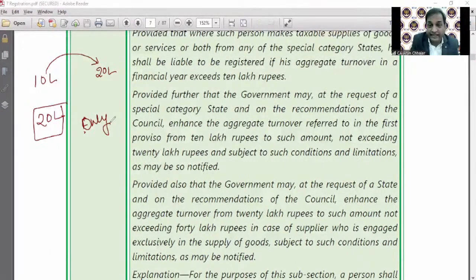Now the point is, if I am making the supply of goods as well as services, would I be considered as exclusively in goods? Answer is no. Repeating again, if I am providing only goods, what is the limit? The limit is 40 within the state.